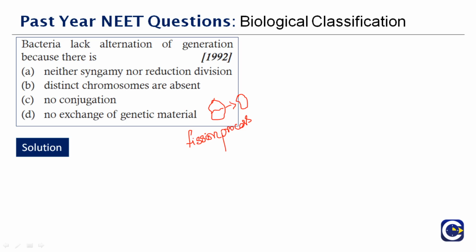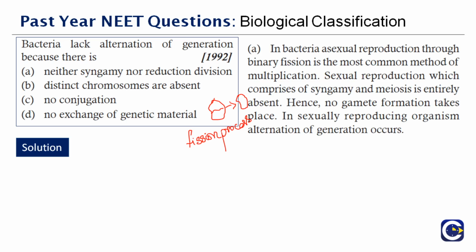In sexually reproducing organisms, alteration of generation will occur. So the correct answer to this question is option A. Neither syngamy nor reduction division takes place. This is the reason why bacteria lack the alteration of generation.